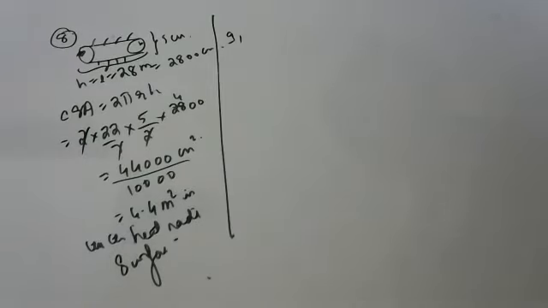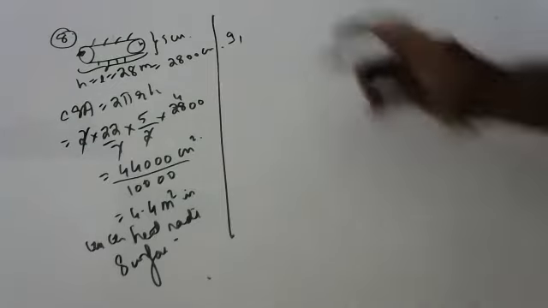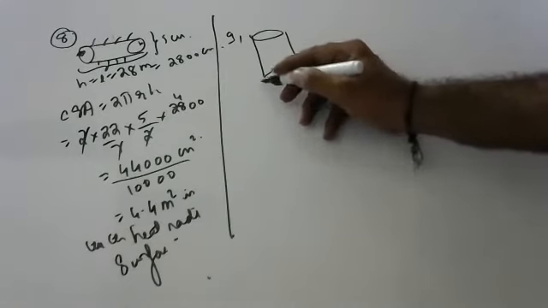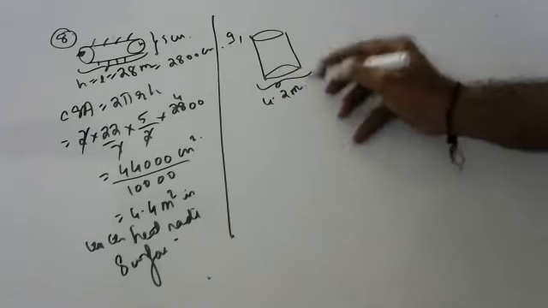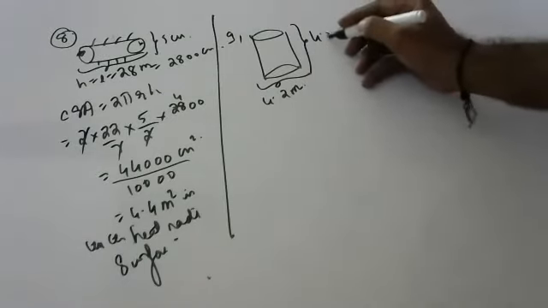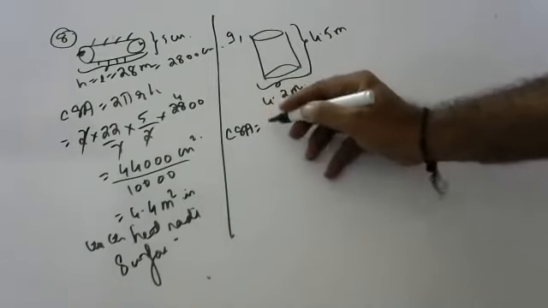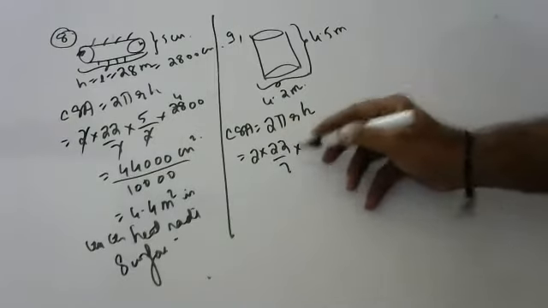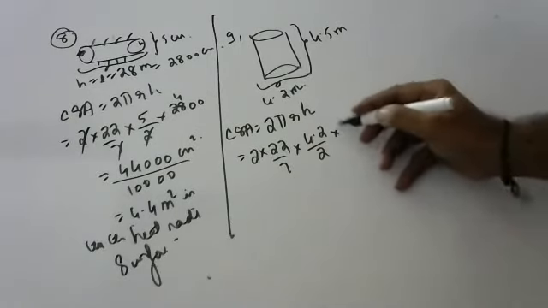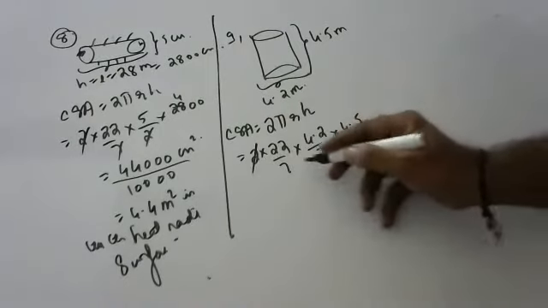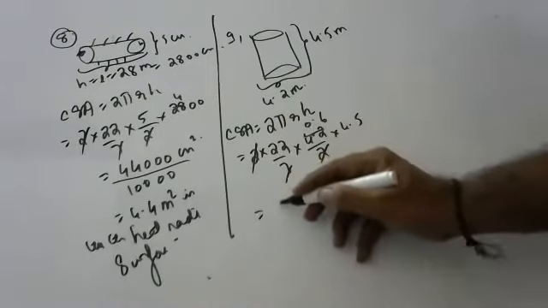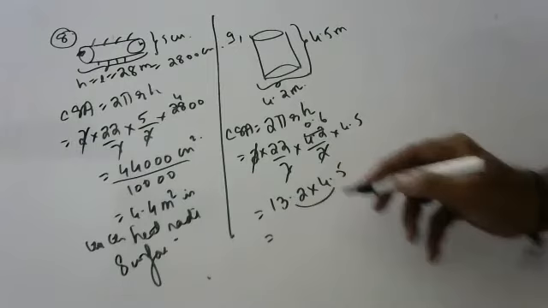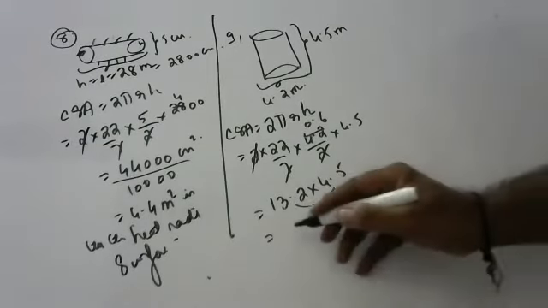This question is asking what is the lateral surface area of a cylinder which is 4.2 meter in diameter and 4.5 meters height. What is the CSA? Tell. Sir, CSA is 2 pi RH, equal to 2 into 22 by 7 into 4.2 by 2 into 4.5. Okay, 7 1s are 7, 7 6s are 42. How much is that? 13.2 into 4.5. How much, children? Anyone? 59.4, sir.